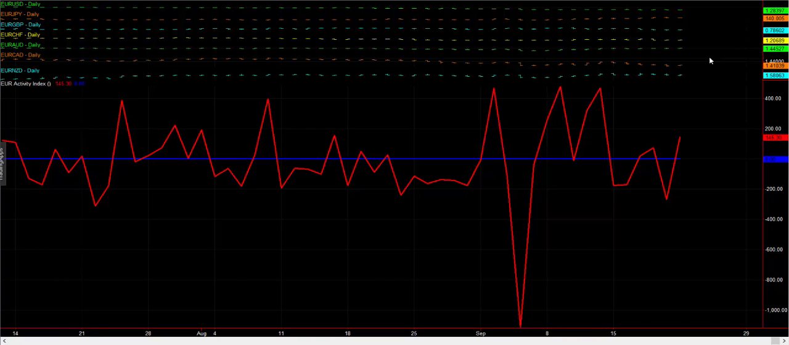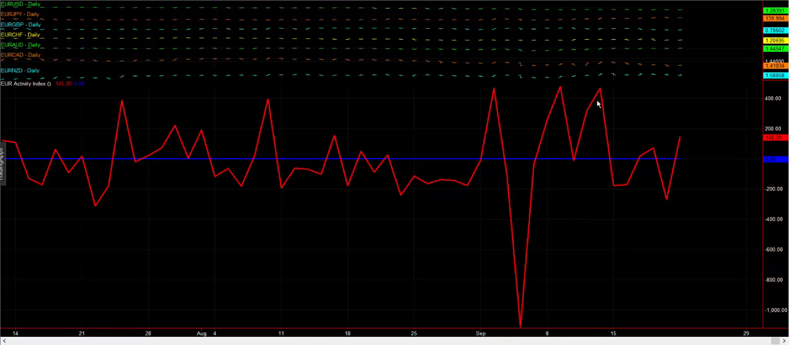In this video, we want to take a look at the euro against the US dollar, which of course is the most liquid spot currency pair in the Forex market. This is our proprietary euro activity index. We can see on this daily chart that the index got quite low, quite negative, which represented some significant euro selling pressure against other major currency pairs at the beginning of the month.